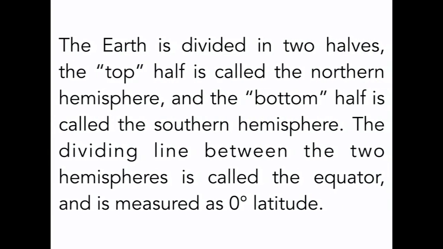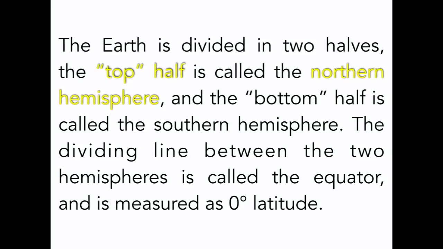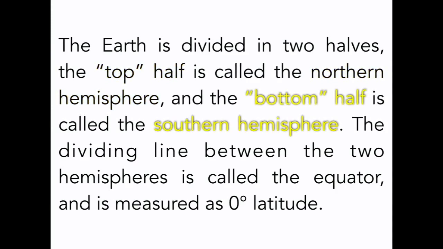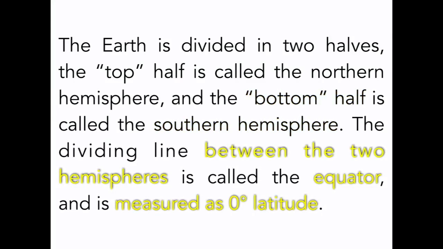Let's talk about latitude and longitude. The Earth is divided in two halves. The top half is called the northern hemisphere, and the bottom half is called the southern hemisphere. The dividing line between the two hemispheres is called the equator, and we measure that as a 0-degree latitude.